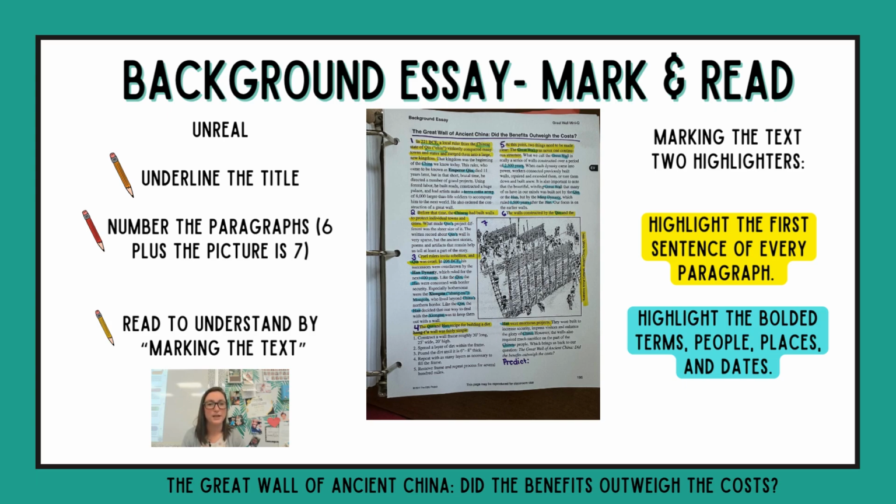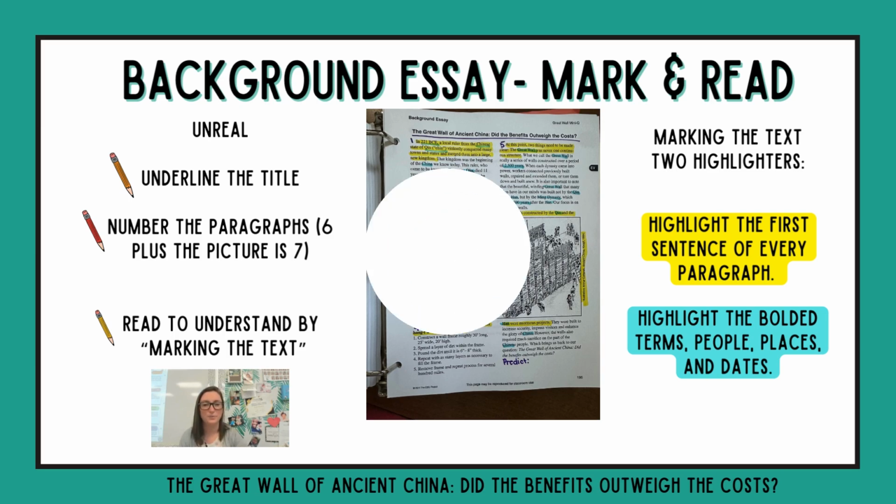Read to understand by marking the text. Use one highlighter to highlight the first sentence of every paragraph, and then go through with another highlighter for bolded terms, people, places, and dates. Please go through and highlight those items. On here, I used yellow and blue for my colors. Whatever colors you have are great. The key purpose of this is to bring our attention to these items as we're reading, and to key vocab that you should include in your essay as well. Once you have finished this, we are going to move on to our next slide where we will begin reading.